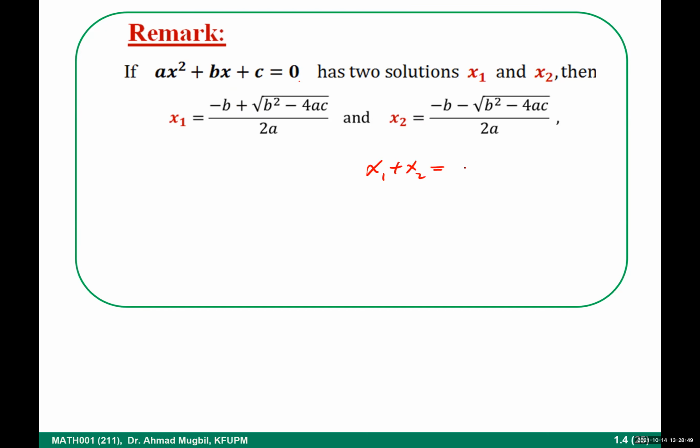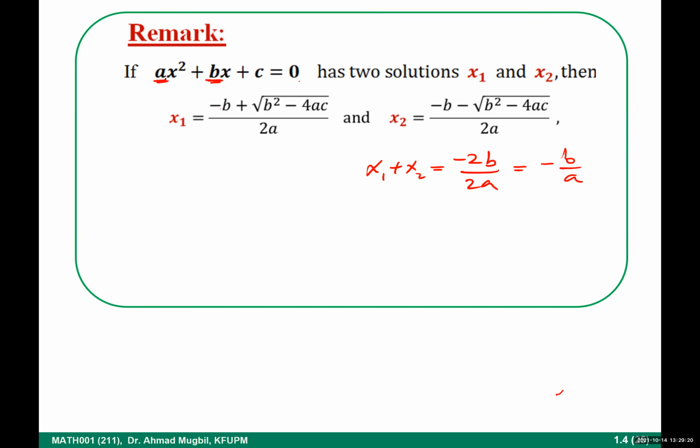If you add, they have the same denominator, which is 2a. Now, when you add negative b plus negative b, it will be negative 2b over 2a. And plus the square root minus the same square root is 0, so it will be plus 0. Simplify. What is that? Negative b over a. What is that for the equation? What is b? What is a?